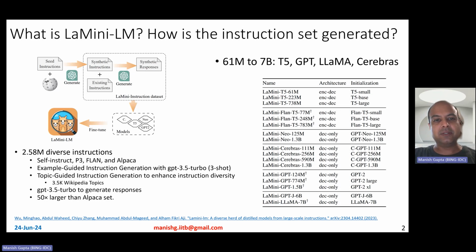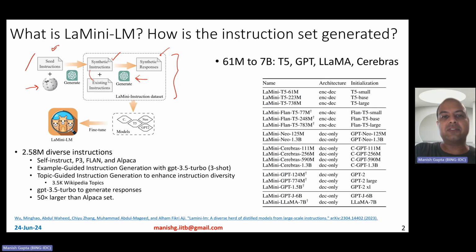Okay. So the whole recipe is succinctly described in this picture. The authors start by taking a few seed instructions, passing them to GPT 3.5, and then generating some synthetic instructions. These synthetic instructions are added along with existing instructions to again use GPT 3.5 so as to essentially generate synthetic responses. So that is how they generate the Lamini instruction dataset. As you see here, for diversity, they also add topics from Wikipedia so that they generate a diverse instruction set and therefore get really good responses, right?